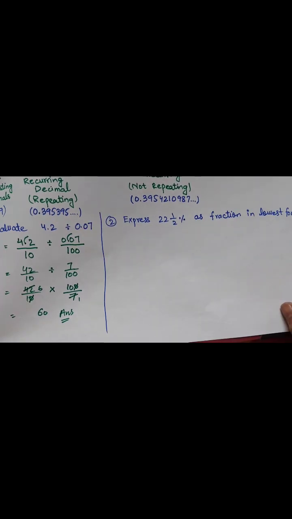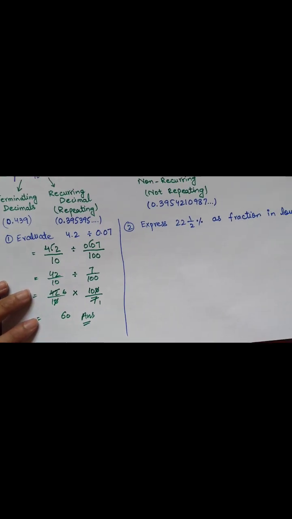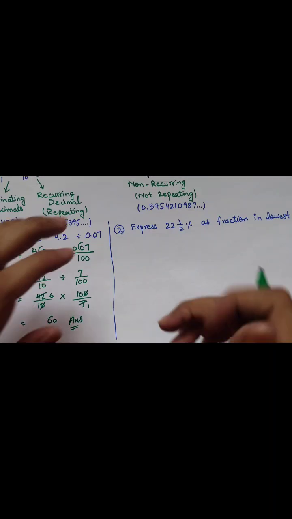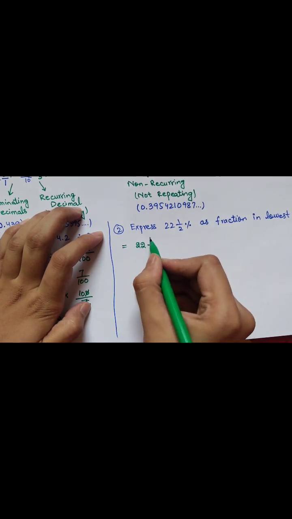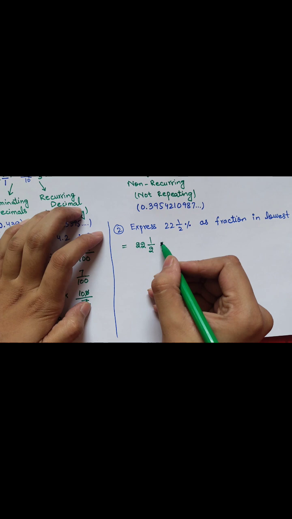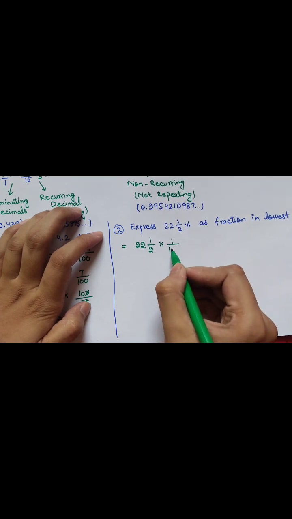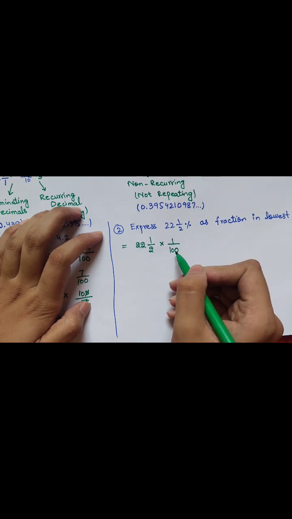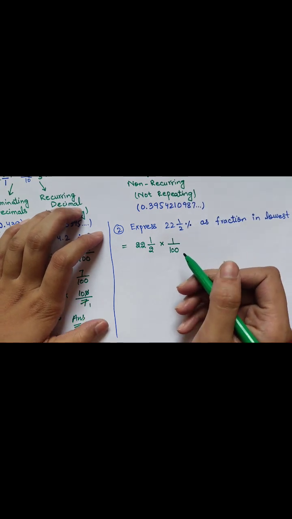Okay, the next question is express 22 whole 1/2% as fraction in lowest form. Now look how we can solve this question. There is percentage involved, and we know how to solve the percentage. Percentage means you have to multiply this term by 1 over 100. After removing the sign of percentage, it means we have to multiply it by 1 over 100 or simply divide by 100. Both meanings are same.